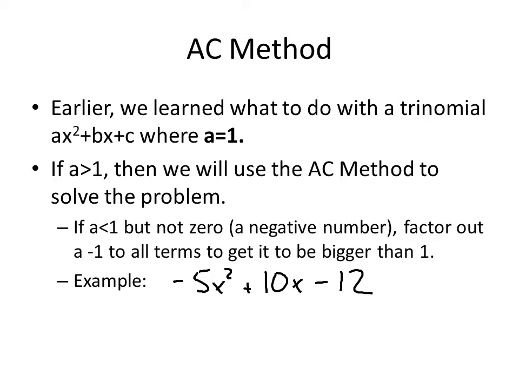So as you can see, I've given you an example where, in this case, a is -5, and we are still going to use the AC method, but first we're going to have to factor out a negative from the term. As you can see here, I've now factored out the negative, and I'm left with 5x squared minus 10x plus 12. Now you see that a is now equal to 5. We can use the AC method to factor this problem now.